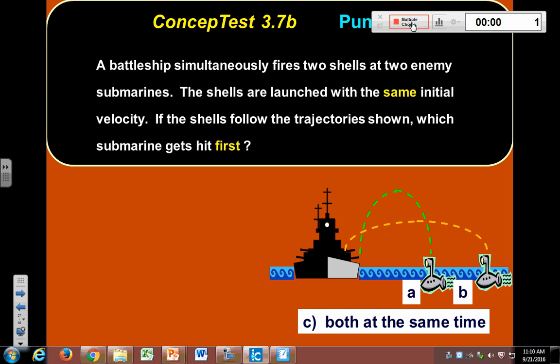All right, a battleship simultaneously fires 2 shells at 2 enemy submarines. The shells are launched with the same initial velocity. Which submarine gets hit first? A, B, or is it C? They both get hit at the same time. They do have the same initial velocity. Which submarine gets it first? This one, or both at the same time.